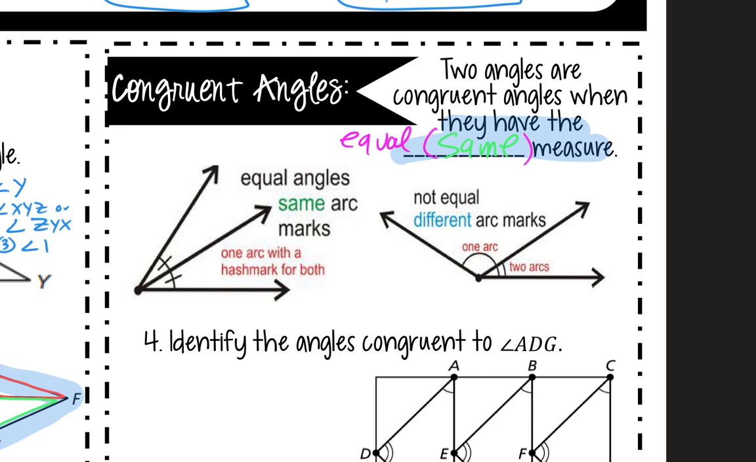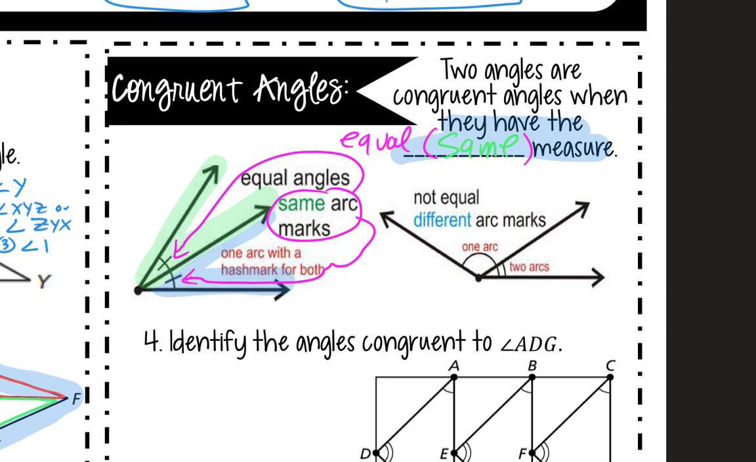Okay, equal means the same thing as same. So if they have equal measure, they use the same arc marks. So this is an arc right over here. These both have one hash mark on each, right? This one is right over here, so this angle is using that one hash mark. Now if I put a different color, this one right here is also using one. Since these have the same arc marks, this one has just one arc, and this one has just one arc. That means they're equal angles.